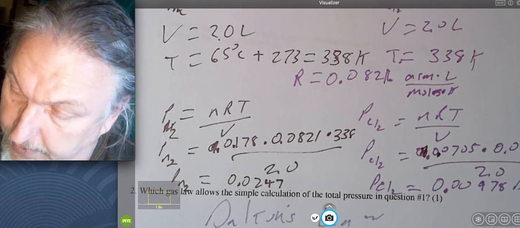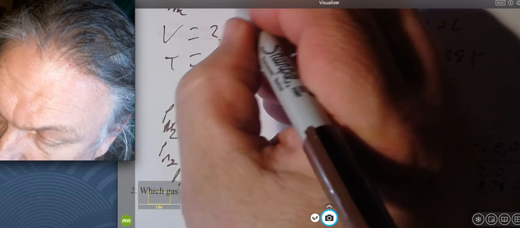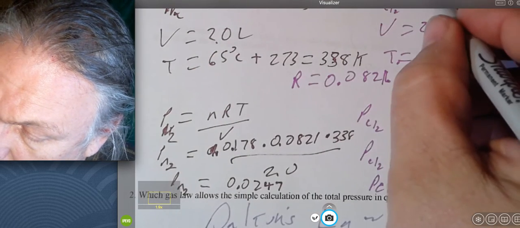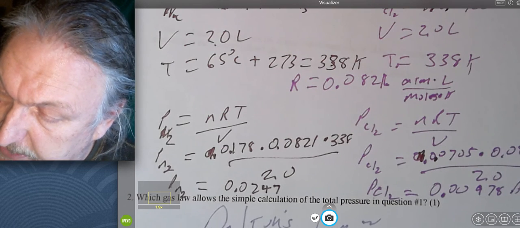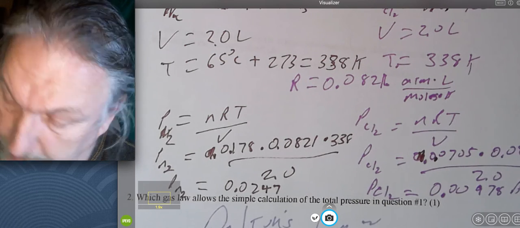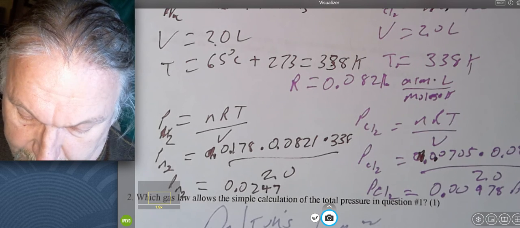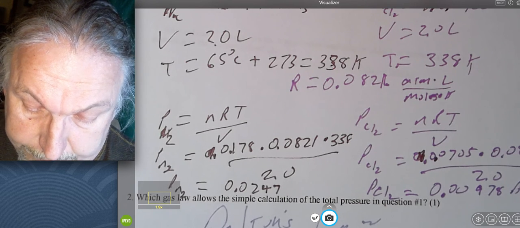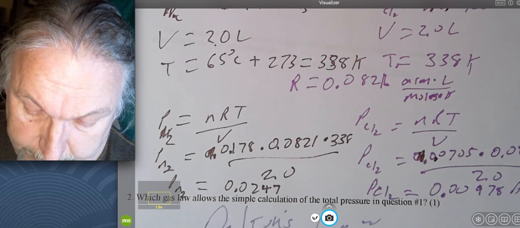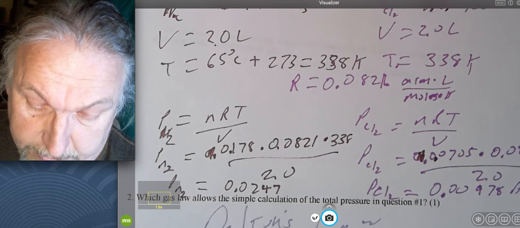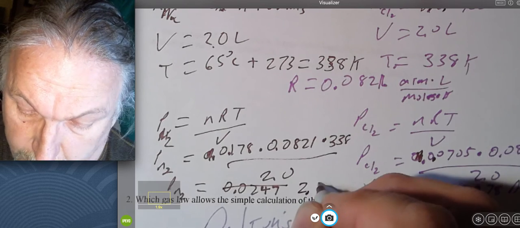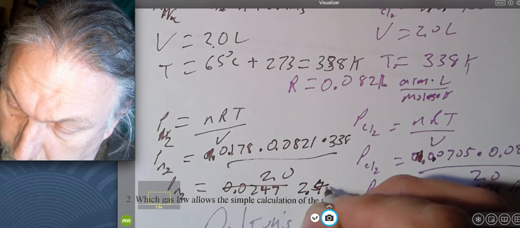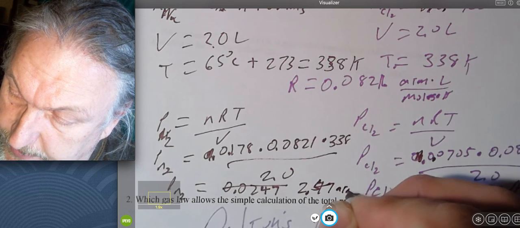All right, so that's not right. That's right, and that's right. Make sure things make sense. Times 338 divided by 2. Whoops, that wasn't right. 0.178 times 0.0821 times 338 divided by 2. Now that one makes sense. Here I got 2.47 atmospheres for the pressure of N2.